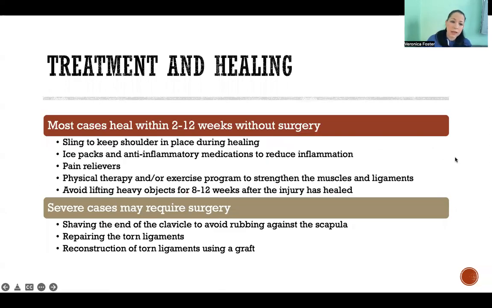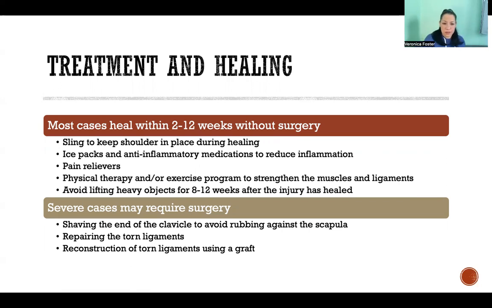So treatment and healing. Most cases of separated shoulders heal within 2 to 12 weeks, just depending on what type it was. So how severe was the injury? Most cases will heal without surgery in just a variable amount of time, depending on how bad it was. You might need to use a sling to help take the weight of your arm off of the AC joint, so it helps keep it in place.